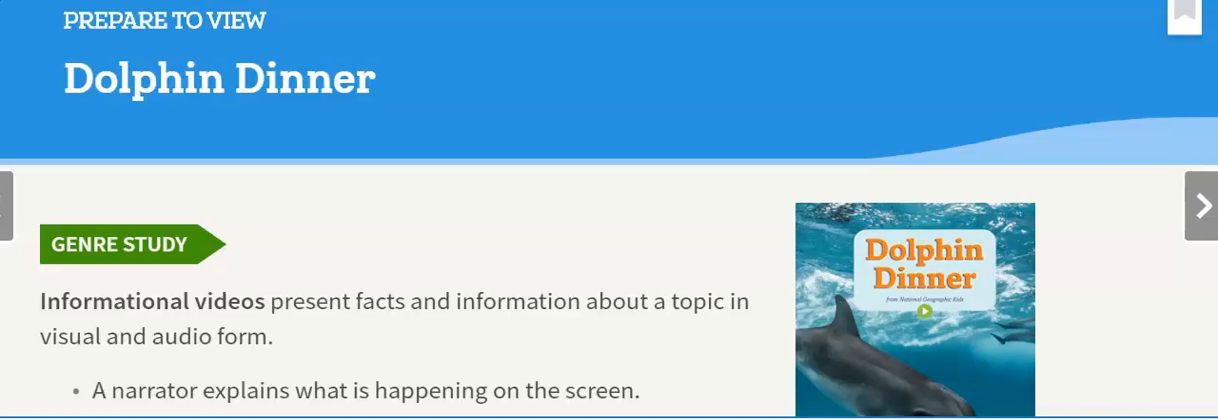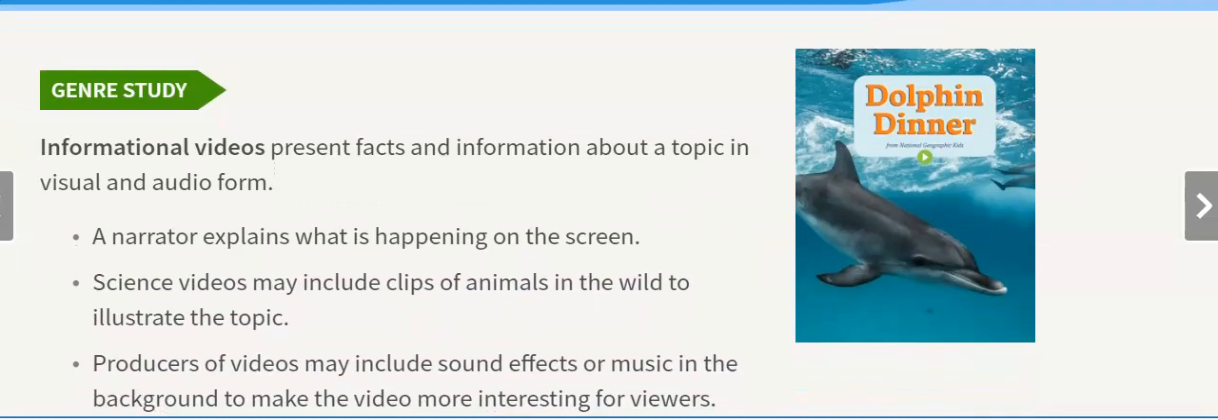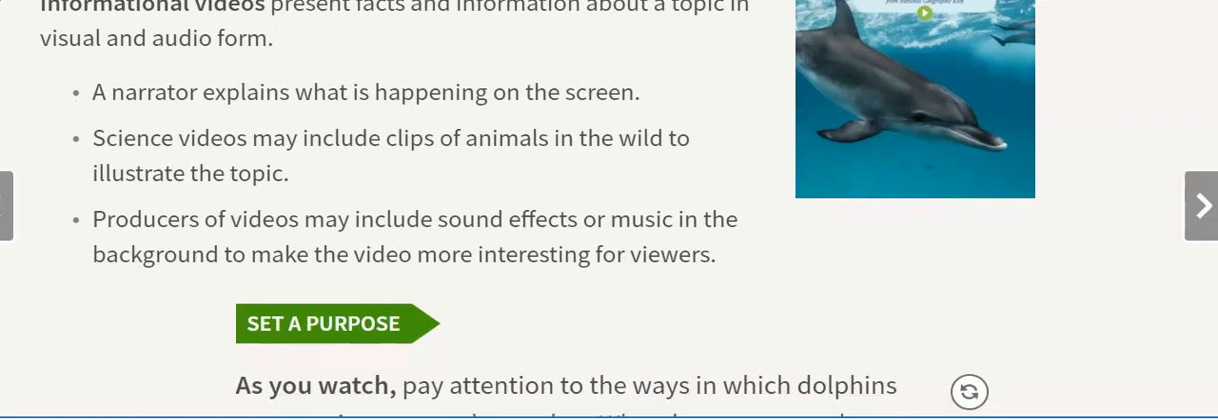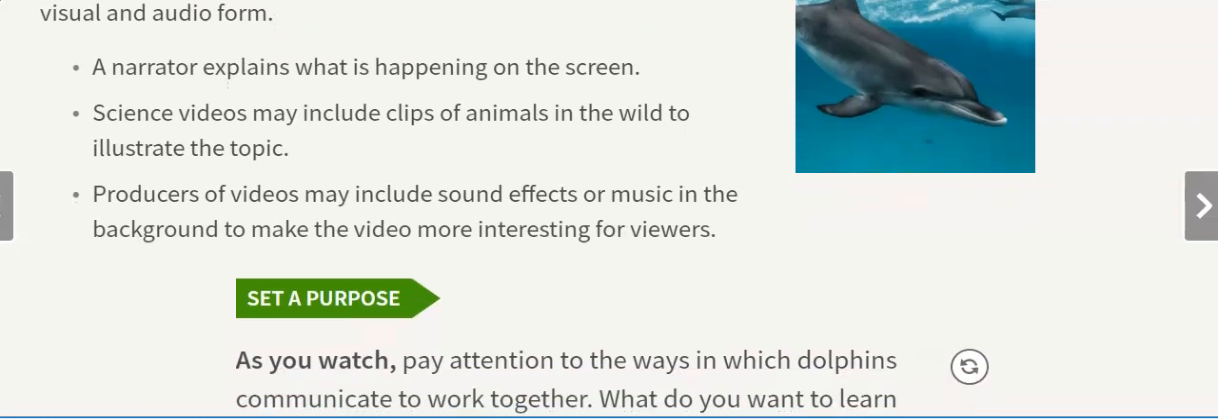The next thing that you guys are going to read would be, or actually first you're going to view something. You're preparing to view the dolphin dinner video. Here's what you need to think of before you view the video. Informational videos present facts and information about a topic in visual and audio form. A narrator explains what is happening on the screen.